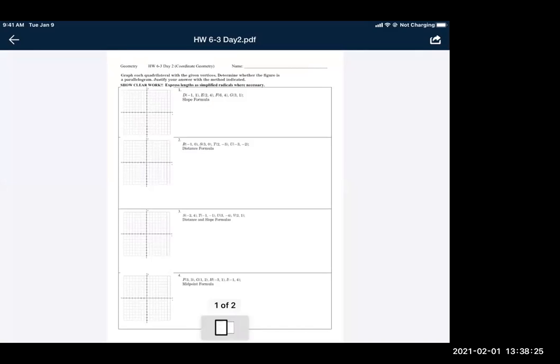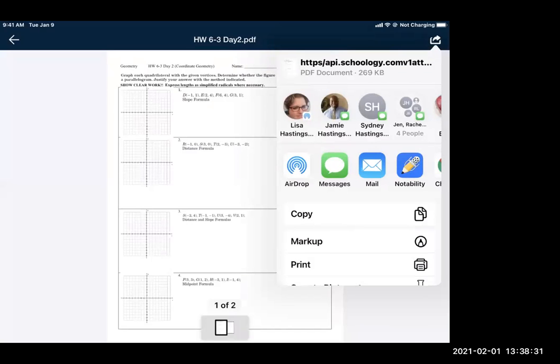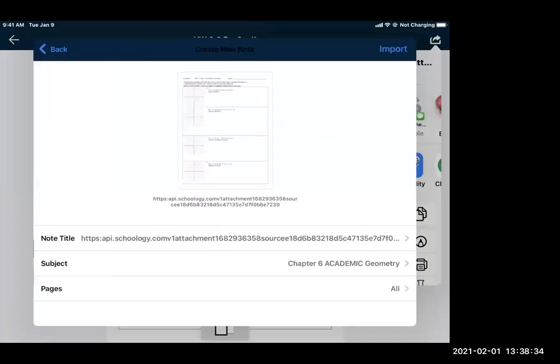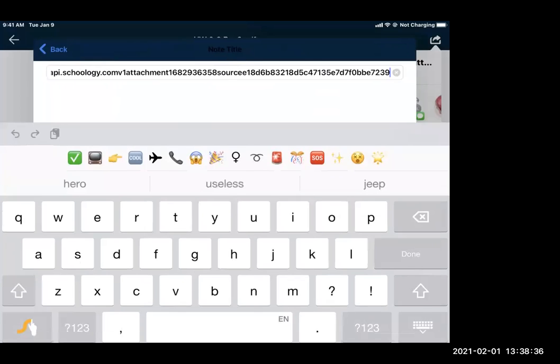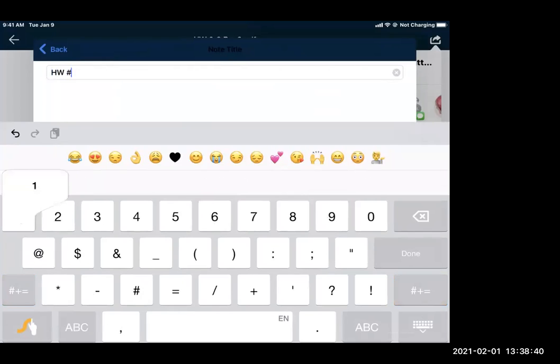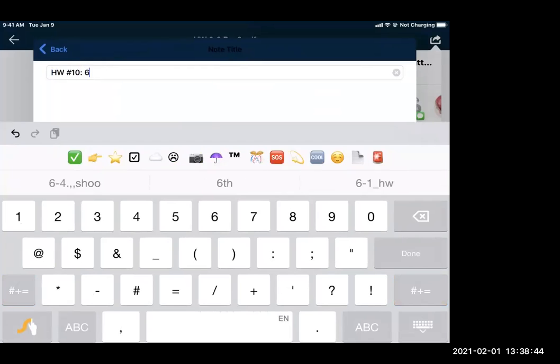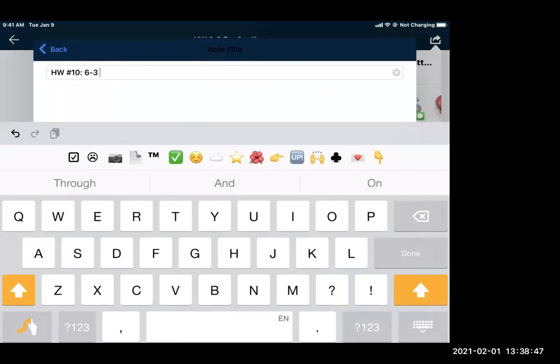Okay, homework number 10 is going to have all these coordinate geometry problems. So again, when you import that, please change that to say homework number 10, which is 6-3, day 2.